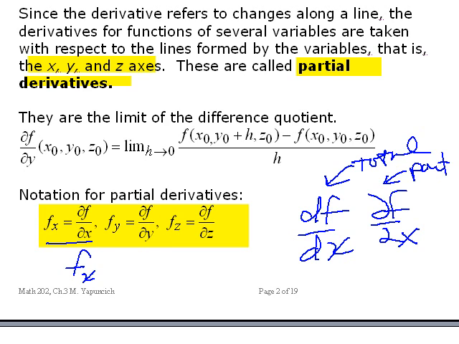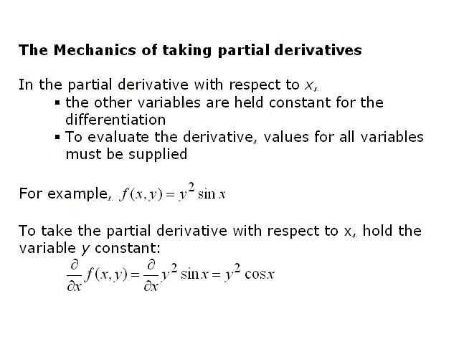These partials are really the limit of difference quotients, just as the total derivatives were for functions of a single variable. It looks a little easier when you see an example, but basically what we're going to do is take the partial with respect to one variable, in this case say x. To do that, we hold all the other variables constant. But then when you go to evaluate the derivative, you must supply values for all variables.